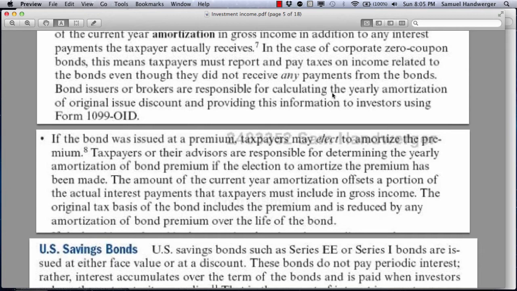So you can elect to amortize the premium, and that's just a concept that you should know in case you do pay a premium on a bond. It's all, as it says clearly, very simple. The amortization of the premium will offset the actual interest payments that the taxpayer will include.